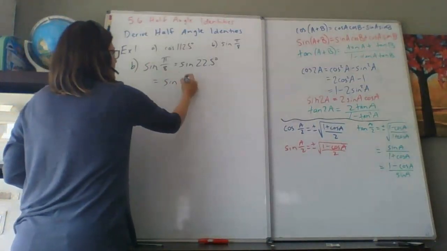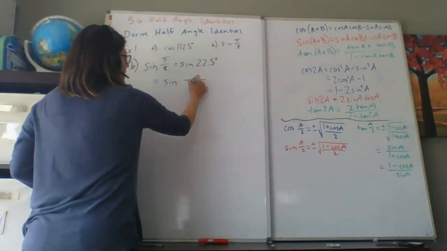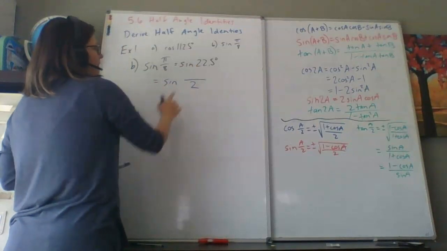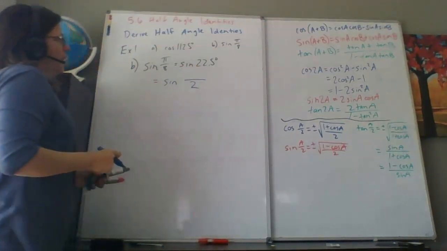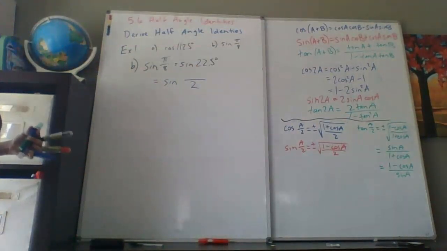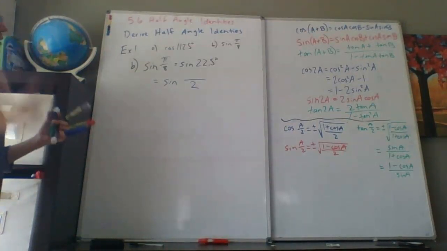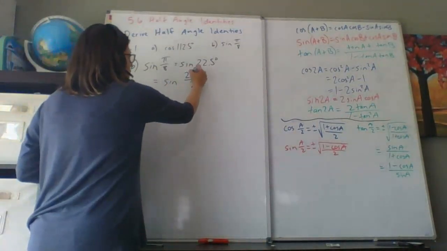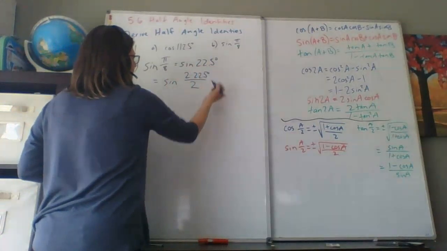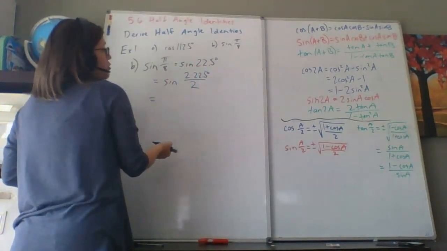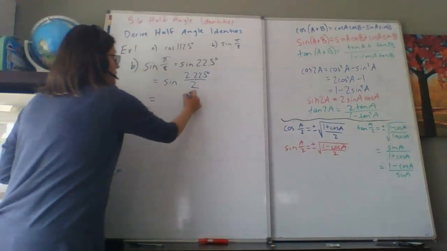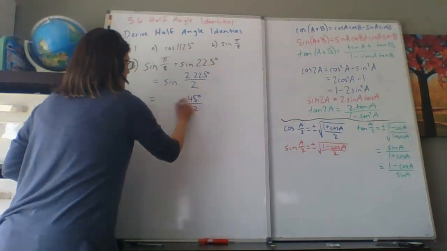So now I need to write 22.5 as something over 2. Intuitively you might think, oh, I just have to double that number. But the way I like to write it is 2 times 22.5 degrees, and 2 times 22.5 degrees is 45 degrees. Aha, there's our special angle.